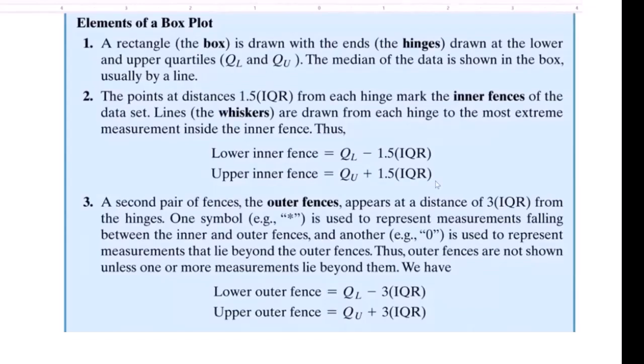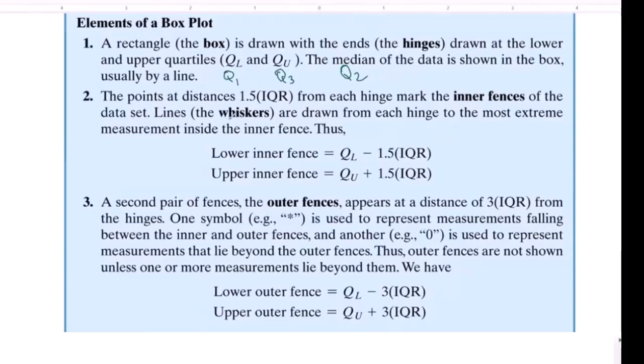Elements of a box plot. Number one, a rectangle or the box is drawn with the ends, sometimes called the hinges, drawn at the lower and upper quartiles. They're calling it QL and QU. We're calling it Q1 and Q3. The median of the data is shown in the box, usually by a line. The median is Q2.